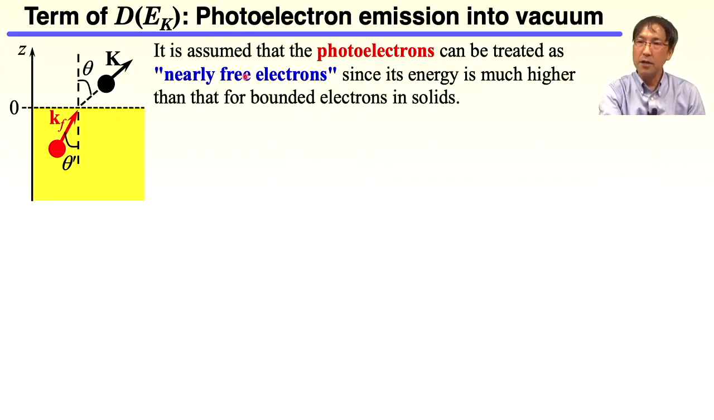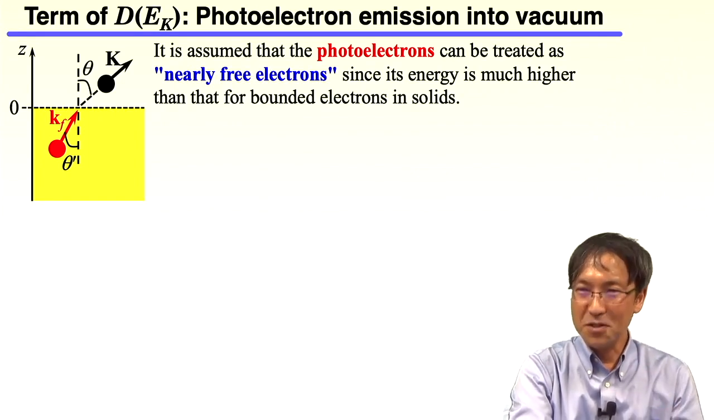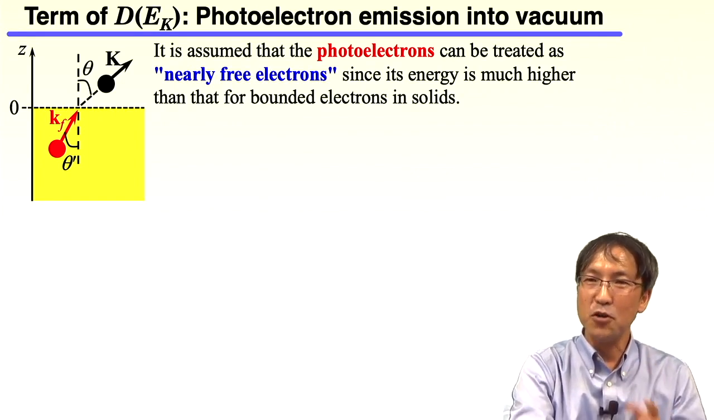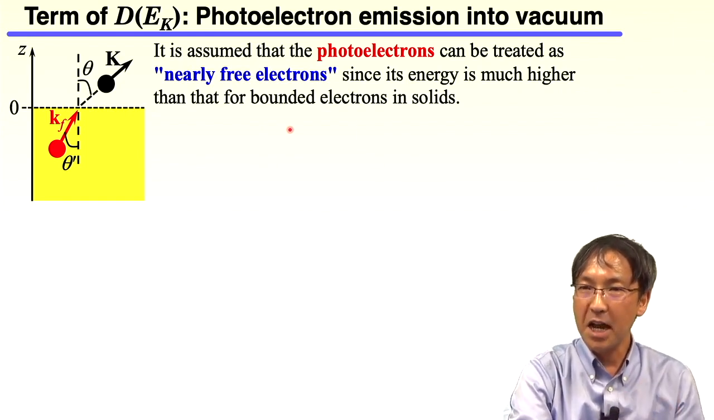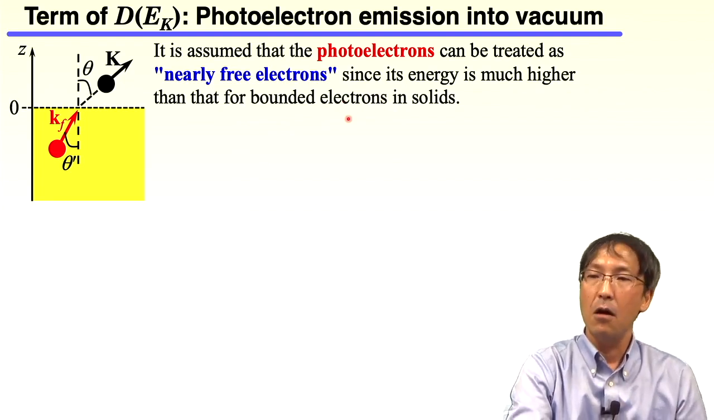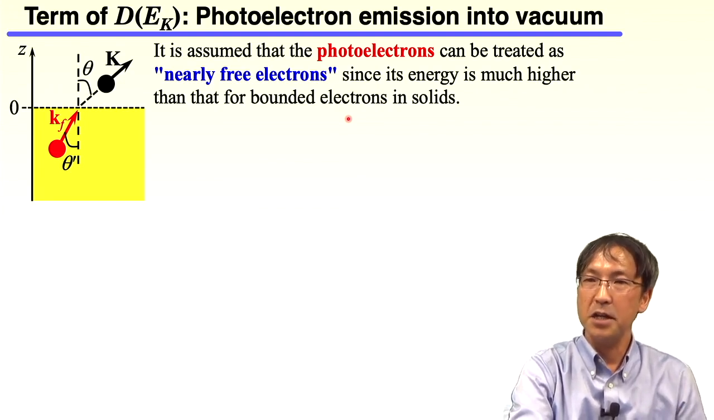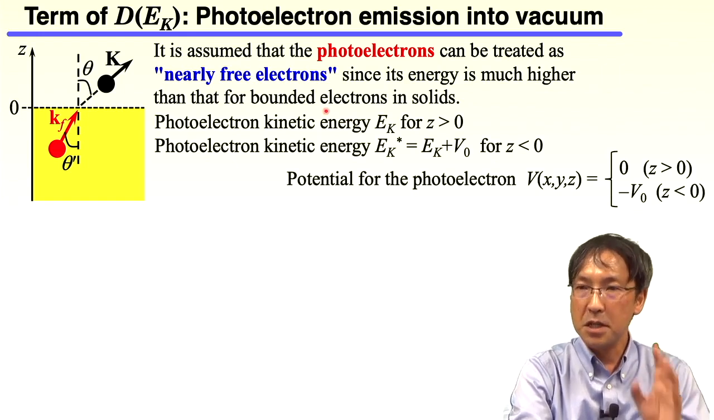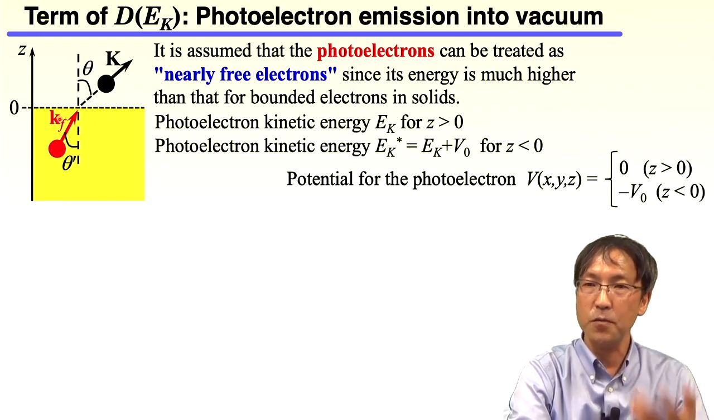Then I would like to explain step 3, the third step, the photoelectron emission into vacuum. Here it is assumed that the photoelectron in a solid can be treated as a nearly free electron, because the kinetic energy is much higher than that of the residual bound electrons in a solid. Of course, the photoelectron kinetic energy in vacuum Ek is positive, which is the case for z larger than 0 in the schematic figure shown here.